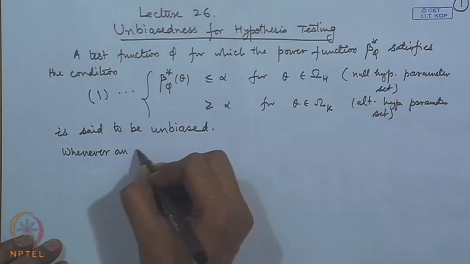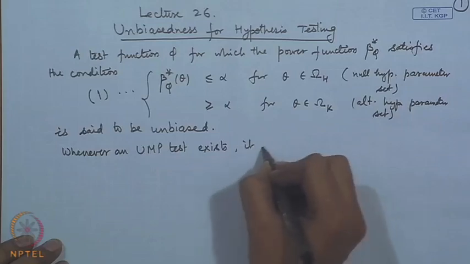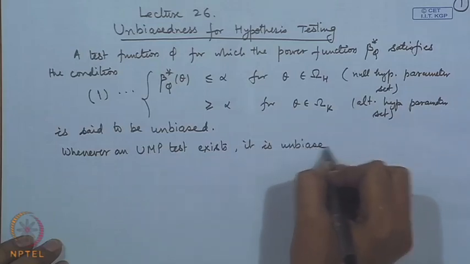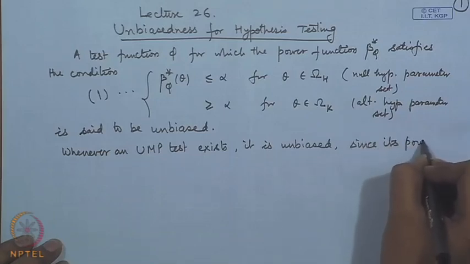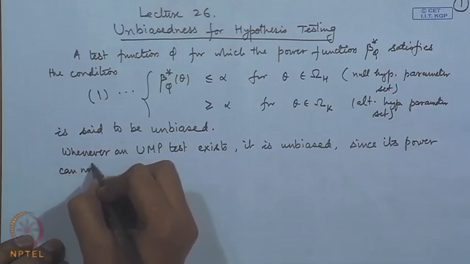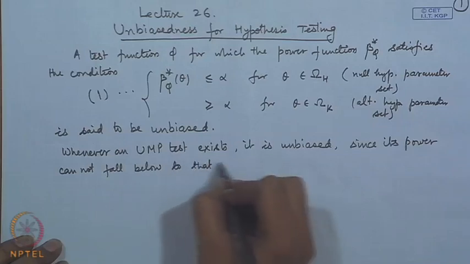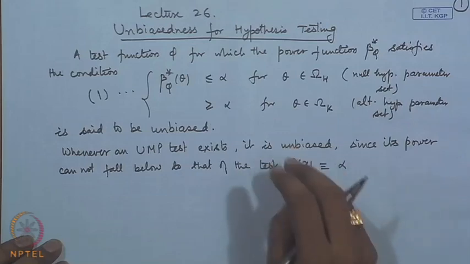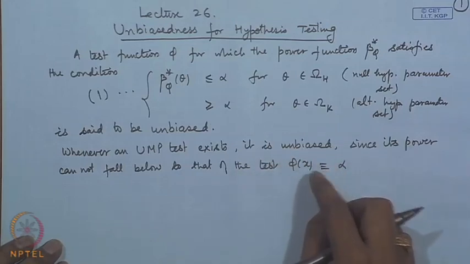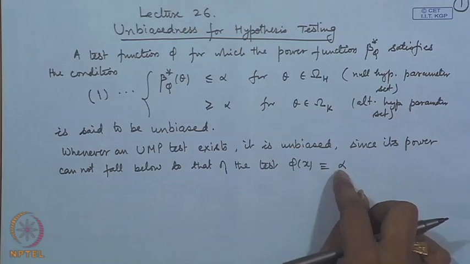So, whenever a UMP test exists, it is unbiased, since its power cannot fall below that of the test, say phi x is equal to alpha. That is, we always reject with probability alpha whatever be x, and we accept with probability 1 minus alpha. Then this test has expectation equal to alpha, that is, the power function is actually equal to alpha.